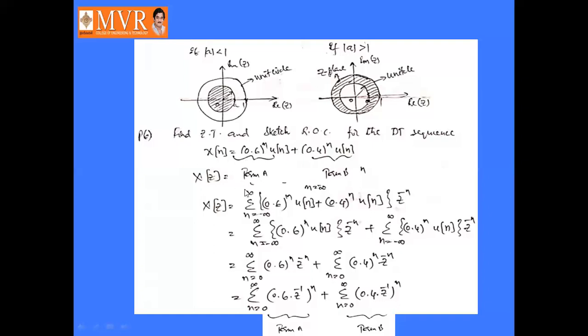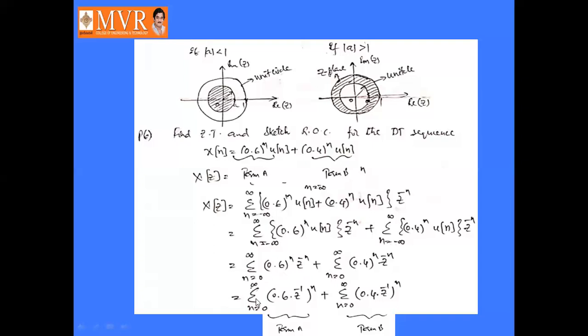So X of z equals sigma n equals minus infinity to infinity x of n into z power minus n. Here x of n is 0.6 whole power n into u of n plus 0.4 whole power n into u of n, whole into z power minus n. Since it is given as u of n, the limits are from 0 to infinity, because only from 0 to infinity the value of u of n is 1. So it is sigma n equal 0 to infinity 0.6 whole power n into 1 into z power minus n plus sigma n equal 0 to infinity 0.4 whole power n into 1 into z power minus n.